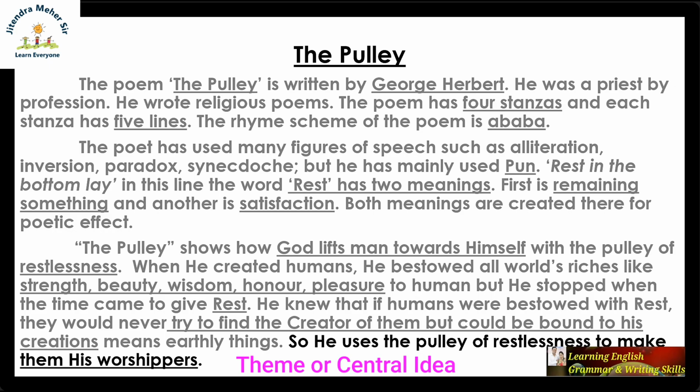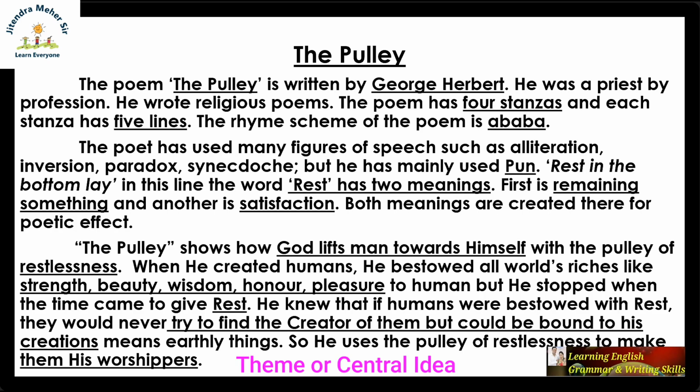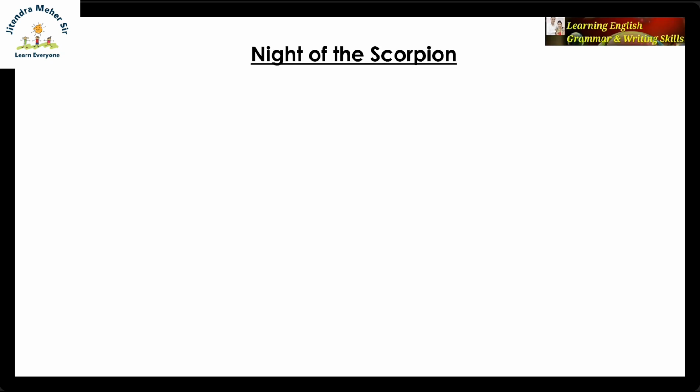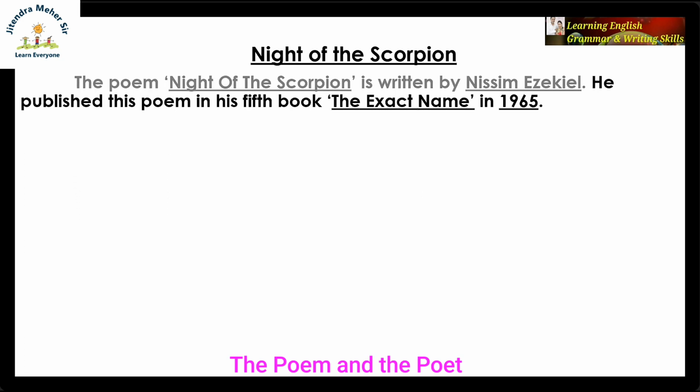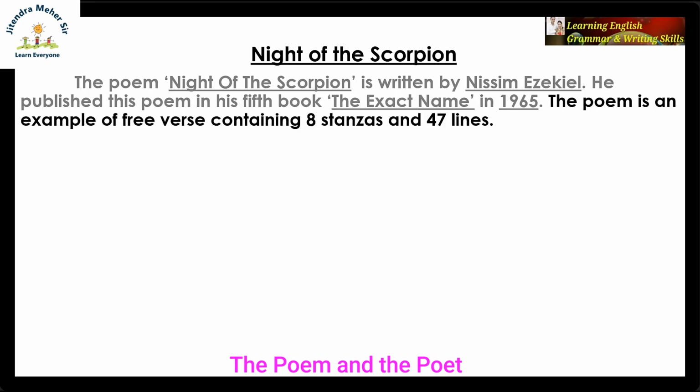So he uses the pulley of restlessness to make them his worshippers. So here we have done these 4 poems' appreciation. Let's see the 5th poem, The Night of the Scorpion. The poem Night of the Scorpion is written by Nissim Ezekiel. He published this poem in his 5th book, The Exact Name, in 1965.